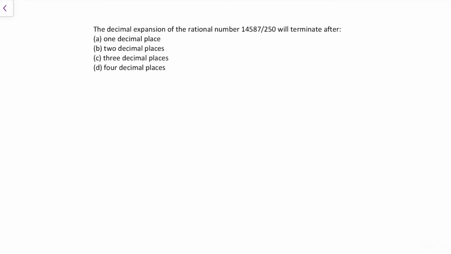In this question, he is not asking us to find the exact decimal position. He is only asking after how many decimal places it will terminate. So there is no need to do any long division for this. Just simply take the denominator, that is 250, and do prime factorization for that.